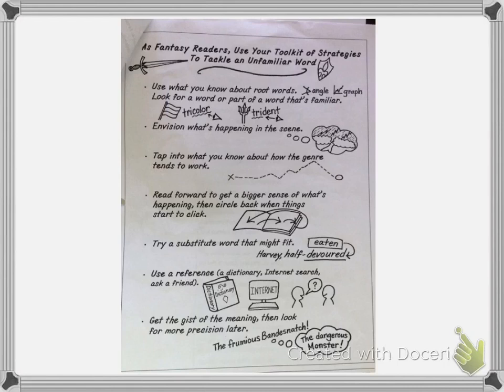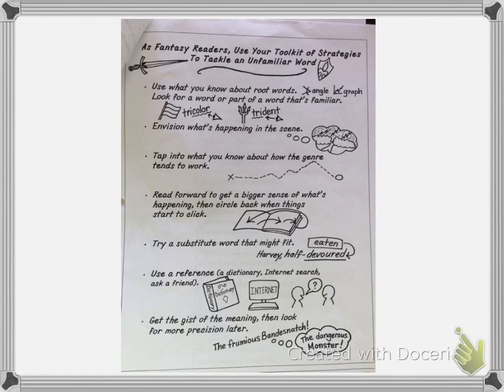First, use what we know about root words. We've talked about this before. Look for a word or part of a word that's familiar. So we know what tri means. It means three. So if we know that, then we can figure out what tricolor means or what trident means. Next, envision what's happening in the scene, like I just talked about with tessering. They were moving from one place to another, so tessering was a way for them to move.